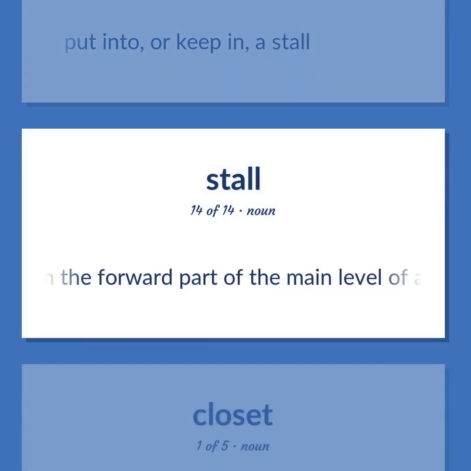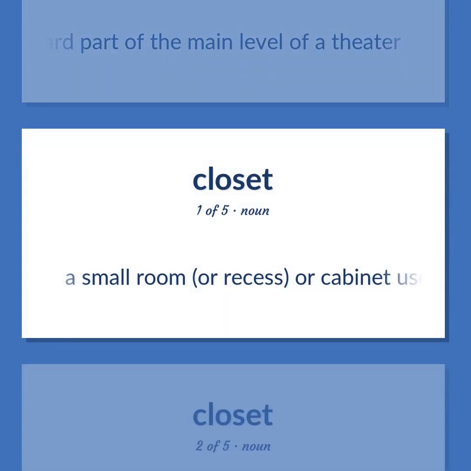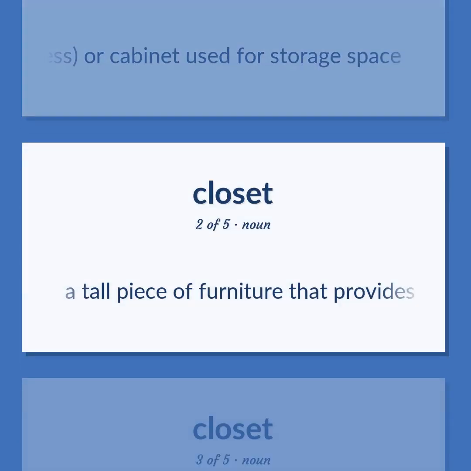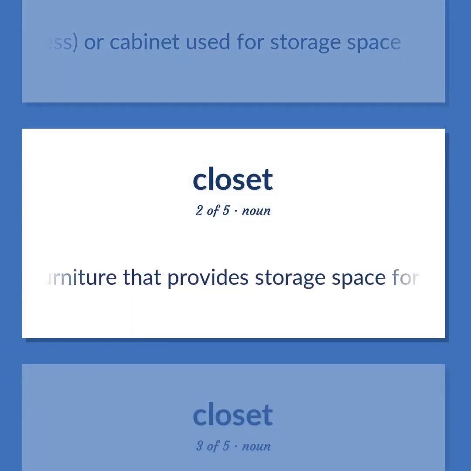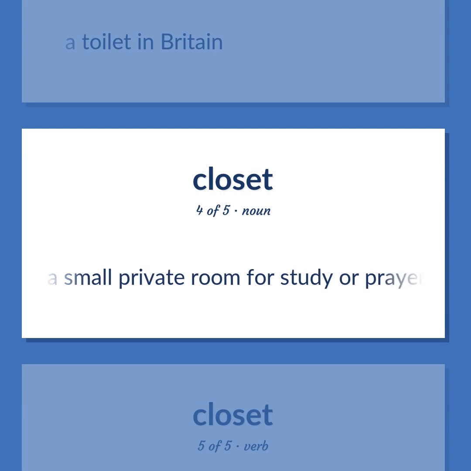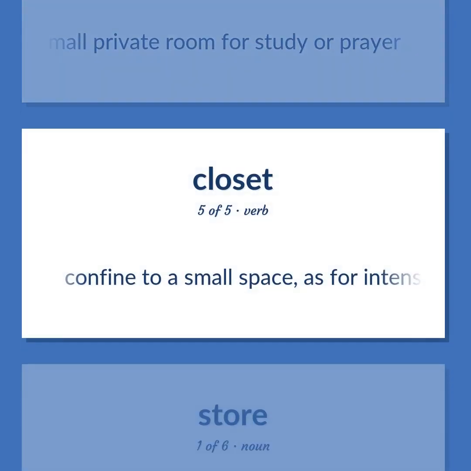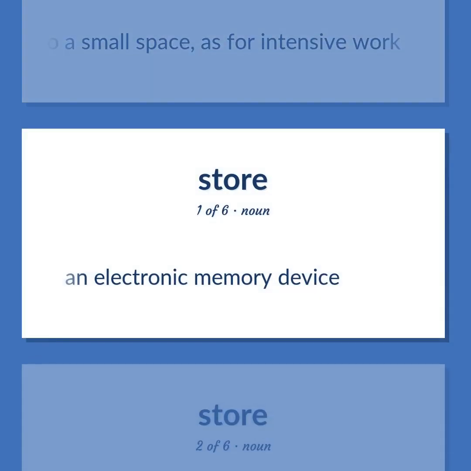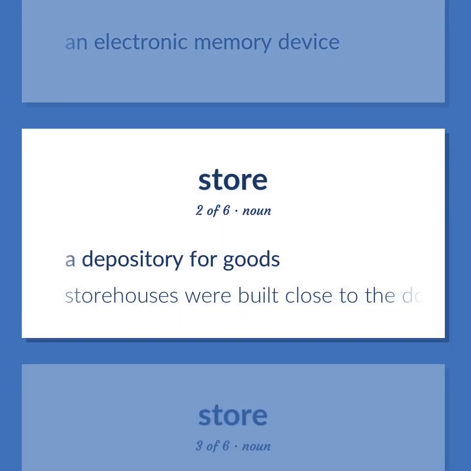Seating in the forward part of the main level of a theater. A small room, or recess, or cabinet used for storage space. A tall piece of furniture that provides storage space for clothes, has a door and rails or hooks for hanging clothes. A toilet in Britain. A small private room for study or prayer. Confined to a small space, as for intensive work. An electronic memory device. A depository for goods. Storehouses were built close to the docks.